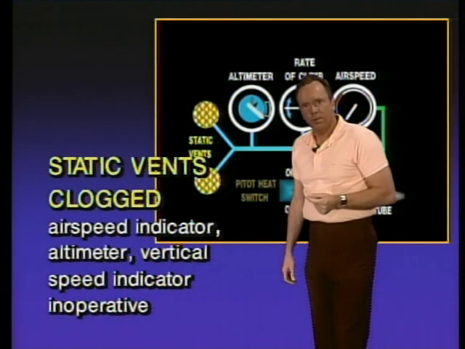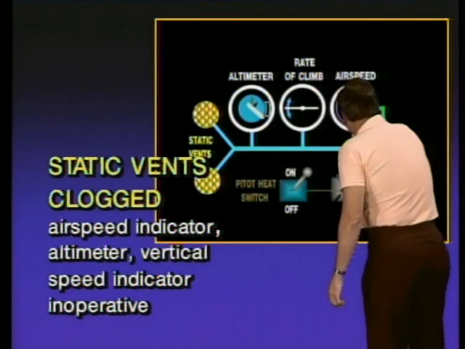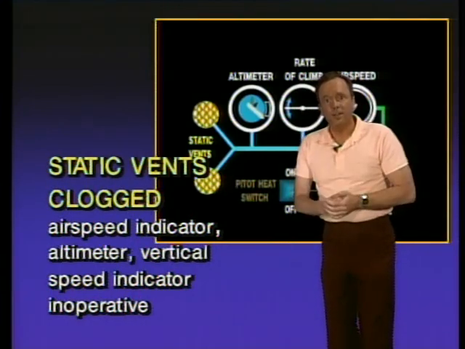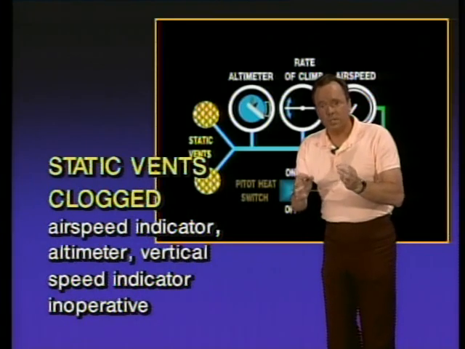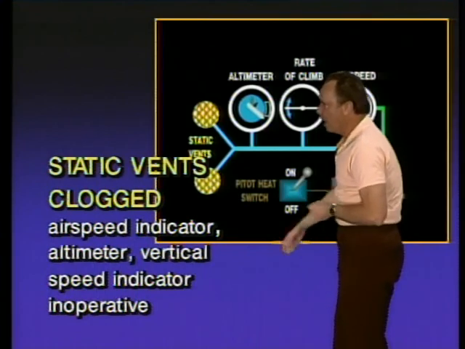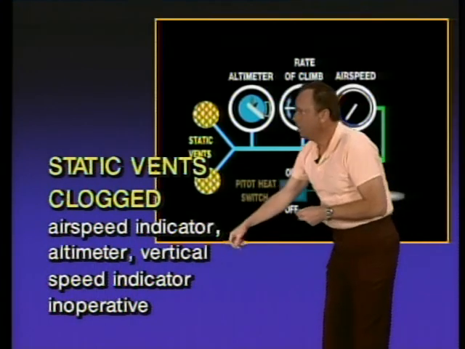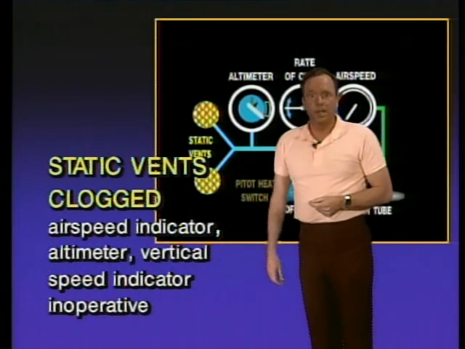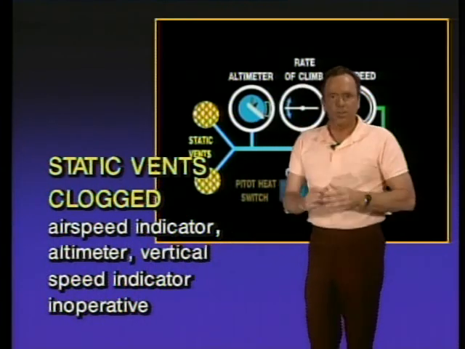Now, they're going to say, all right, this time let's assume the static system vents become clogged. Which of the instruments would be affected? Well, all three of these instruments are connected to the static system vent. So all three would be affected, and all you have to be able to do to answer this question is be able to name the three static system vent instruments. And they are the airspeed indicator, the altimeter, and the vertical speed indicator, and all three of those would become inoperative if the static system vents become clogged.